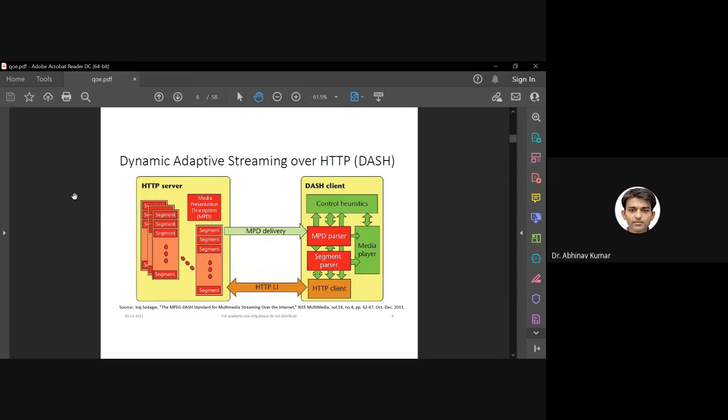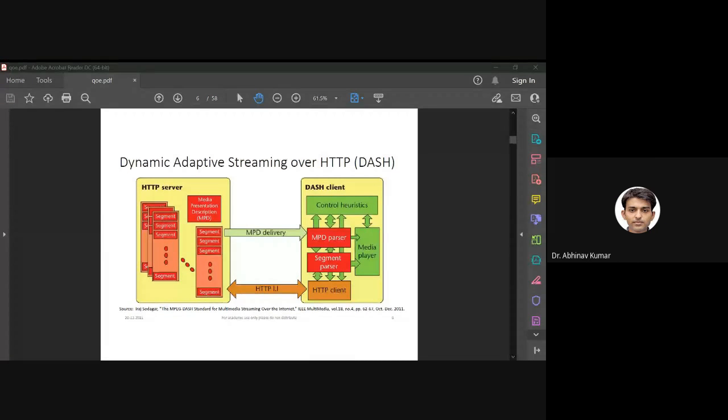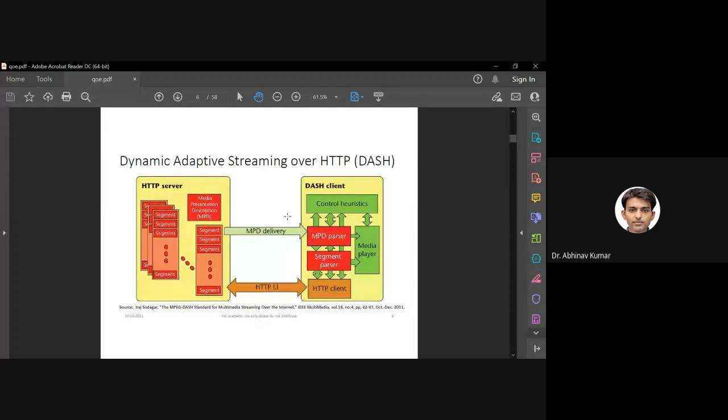Where each of these corresponding files is divided into segments, and there can be different versions of the same file encoded in different rates, based on the feedback received from the DASH client. So for example, there is an MPD delivery happening from a particular file format in a particular representation. You can easily say, like, resolution, for example, it's in a particular resolution.